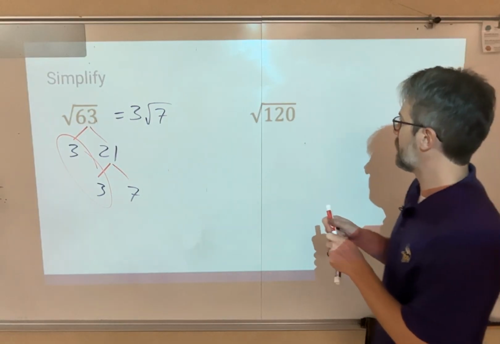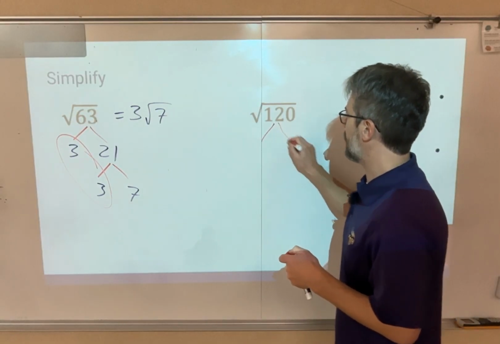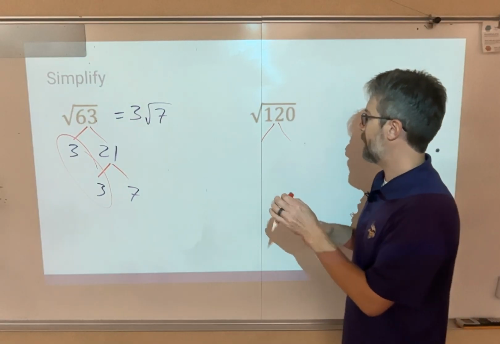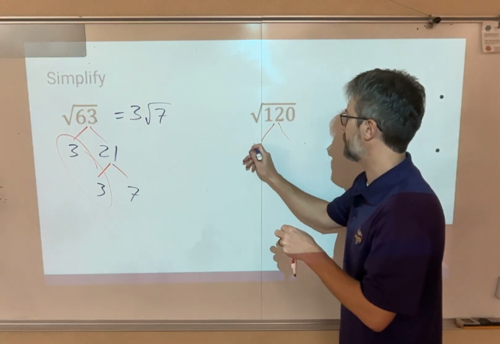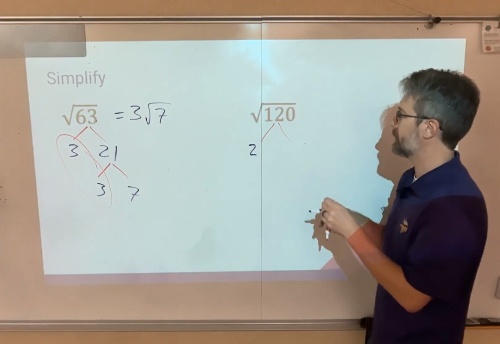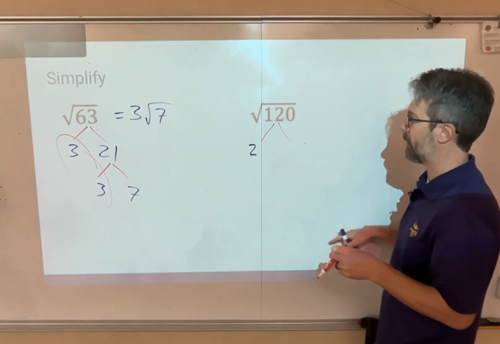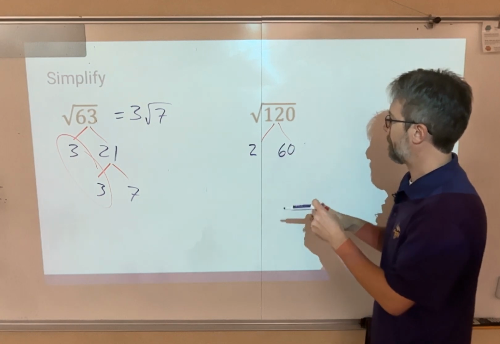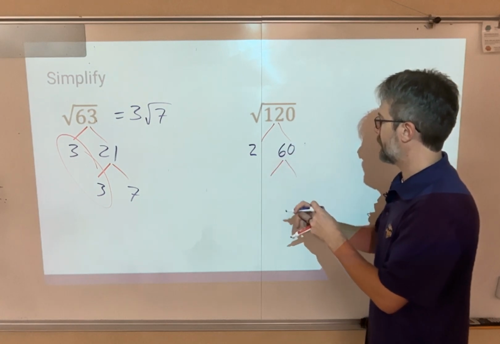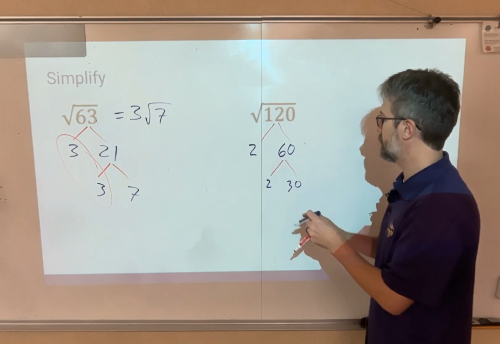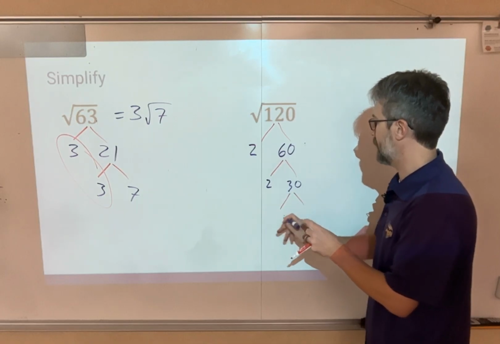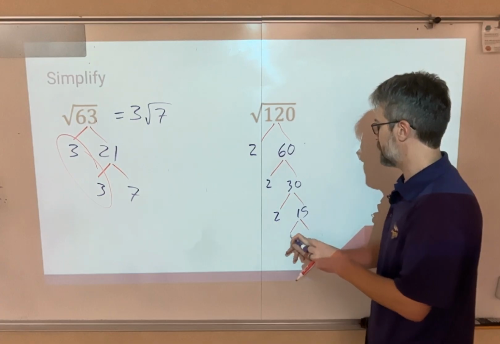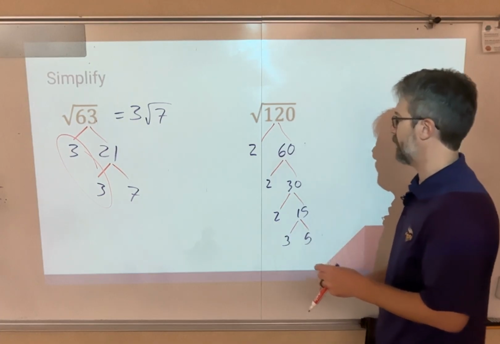All right, 120. Now again, you might look at this and immediately want to divide it by 10. Totally fine. I'm going to divide it by 2, and it will be clearer why I do this in this one, because it's going to be a lot of factors. So 120 divided by 2 is 60. We'll split it again to 2 and 30. We'll split it again to 2 and 15. And 15 is divisible by 3 to 3 and 5.